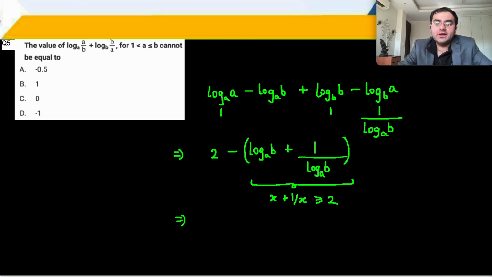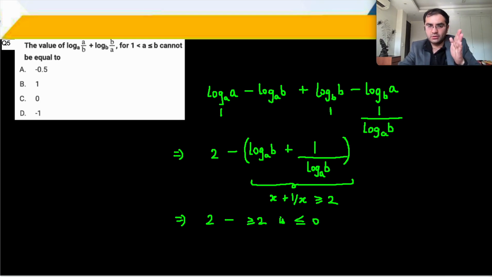So if you are taking 2 minus a value that is greater than or equal to 2, your result is going to be less than or equal to 0, right? 2 minus 2 is 0, and अगर आपने 2 minus 3 किया तो minus 1 बन जाएगा. So it is less than equal to 0. So the values that are possible are less than equal to 0. So less than equal to 0 में A, C, D are possible, but B is not possible. The answer is B part for this question.